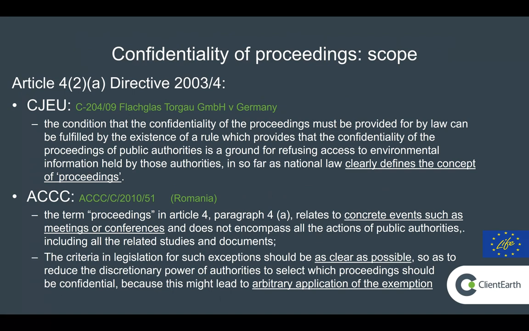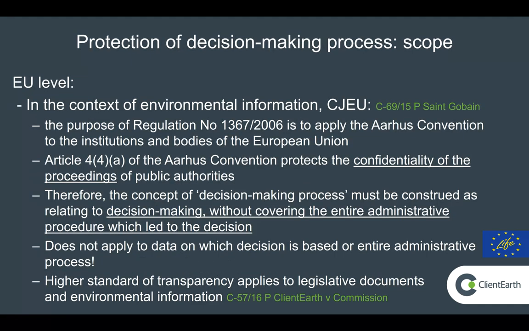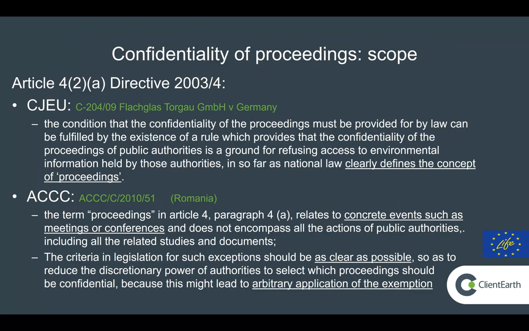The Aarhus Convention Compliance Committee has also adopted some findings on this term, and they agreed in some respects with the Court of Justice. Firstly, they said that the term proceedings must relate to concrete events such as meetings or conferences. It doesn't encompass all of the actions of a public authority, including all of the related studies and documents. This very much agrees with the Saint-Gobain case, which says that the concept of proceedings does not relate to all of the administrative process. So we see some alignment there with the Compliance Committee.